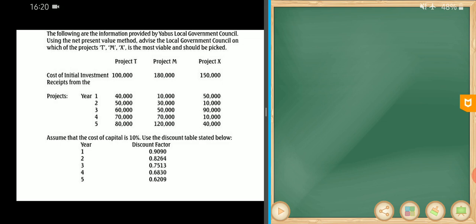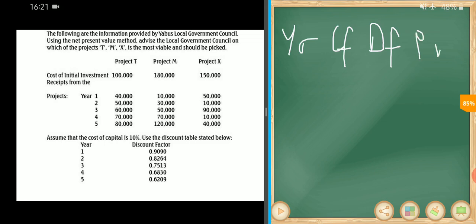But this question made it easy for us. They've already calculated the discount factor for us. So the only thing they are expecting us to do is to calculate the NPV. And how do we calculate the NPV? It's simple. You just follow this format. You have your year, your cash flow, your discounting factor, which is your cost of capital, then you have your present value.